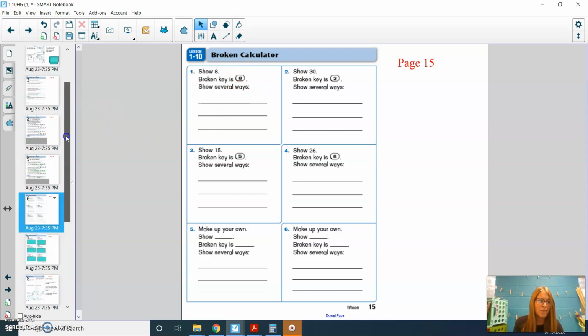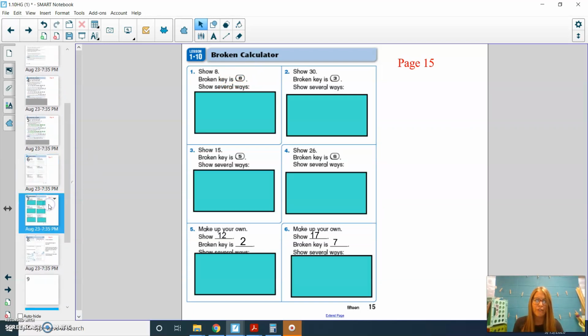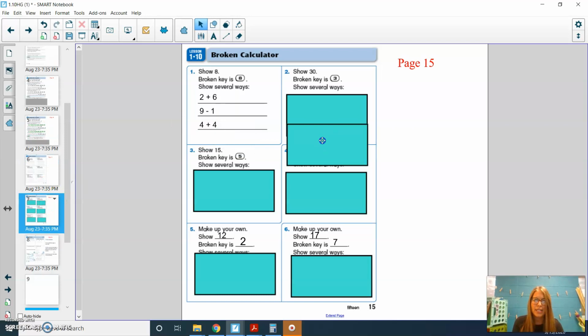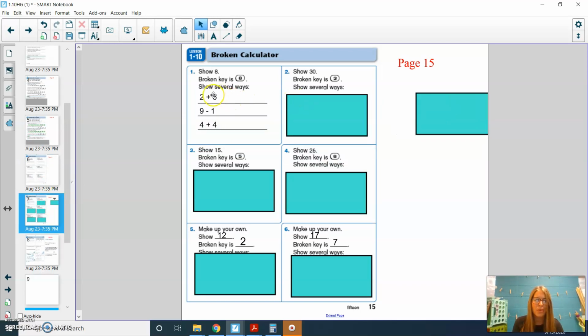So I could show you just my first example, just to kind of refresh your memory. So what I did for that first one is I showed 8 by doing 2 plus 6, by doing 9 minus 1, and 4 plus 4. And notice how in all of these problems I did not use a number 8. So boys and girls, could you try showing 30, but your broken key is a 3? Showing 15 without using a 5? Showing 26 without using a 6?